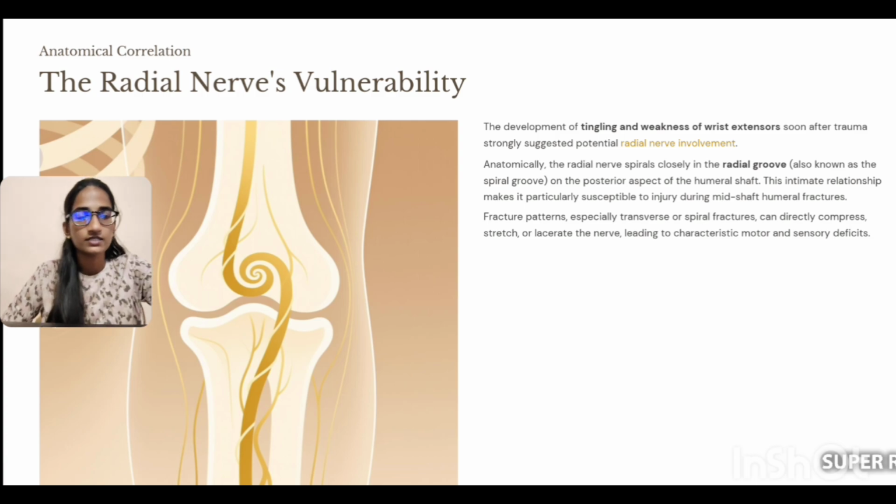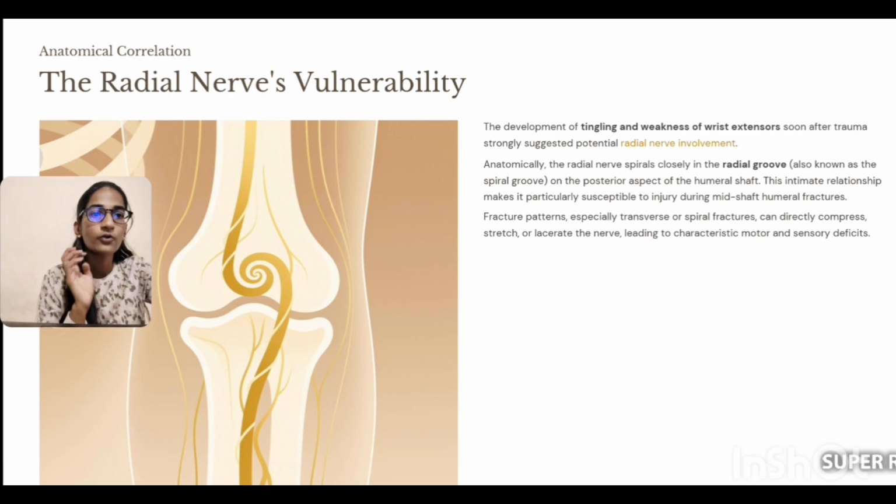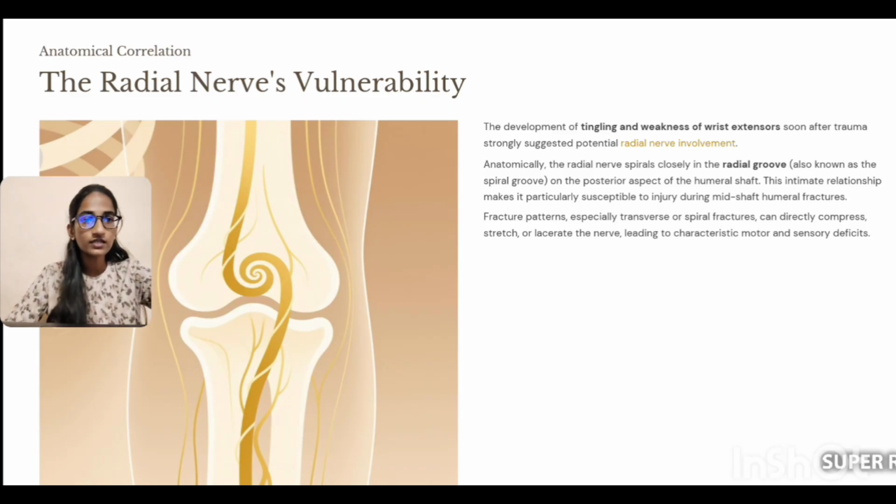Radial nerve vulnerability. The development of tingling or weakness of the wrist extensors soon after trauma strongly suggested potential radial nerve involvement. Anatomically, the radial nerve spirals closely in the radial groove, also known as the spiral groove, on the posterior aspect of the humeral shaft. This intimate relationship makes it particularly susceptible to injury during a midshaft humerus fracture.